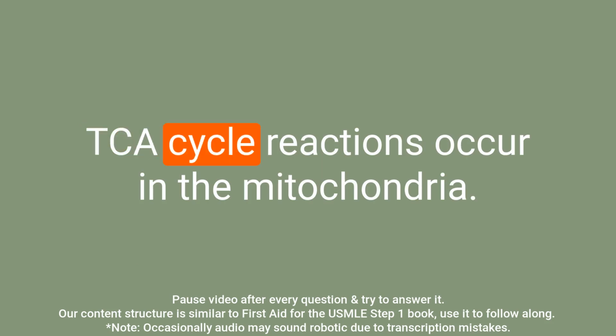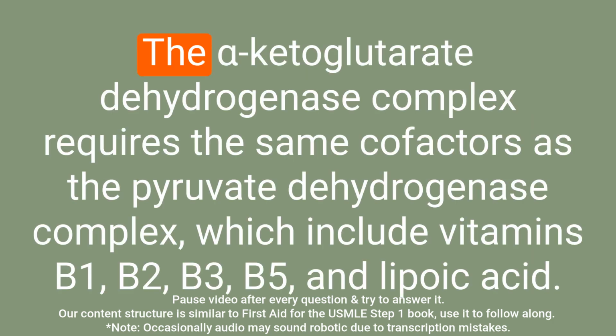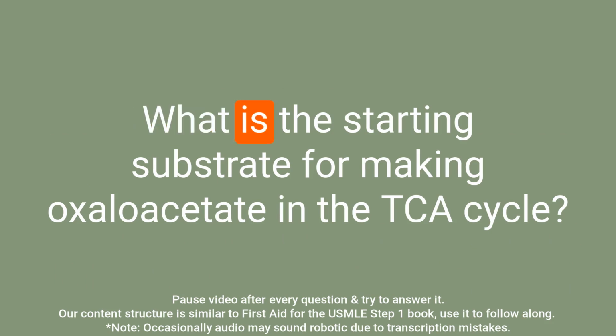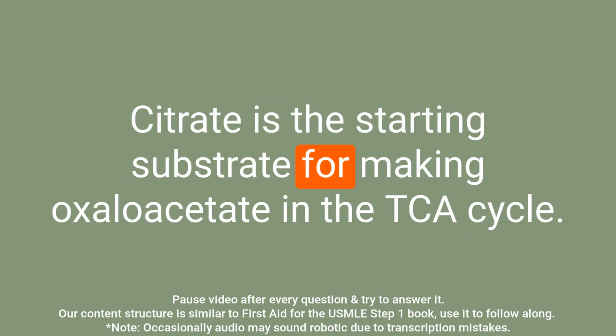Question: Where do TCA cycle reactions occur? Answer: TCA cycle reactions occur in the mitochondria. Question: What cofactors are required by the α-ketoglutarate dehydrogenase complex? Answer: The α-ketoglutarate dehydrogenase complex requires the same cofactors as the pyruvate dehydrogenase complex, which include vitamins B1, B2, B3, B5, and lipoic acid. Question: What is the starting substrate for making oxaloacetate in the TCA cycle? Answer: Citrate is the starting substrate for making oxaloacetate in the TCA cycle.